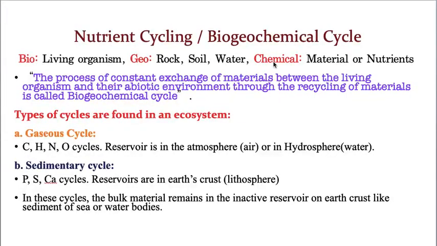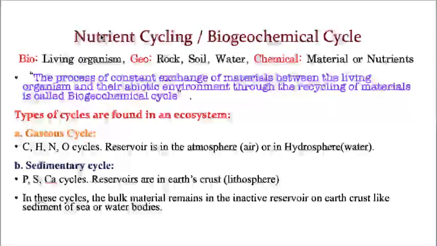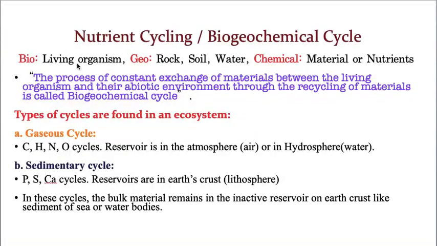So the cyclic movement of the chemicals, again I am telling you, that means mineral nutrients, from bio to geo, and again from geo to bio, that means from biotic components to abiotic components, and again abiotic components to biotic components. This process of cycling of mineral nutrients is what we call nutrient cycling or biogeochemical cycling. To make you a little more clear, I will take a very simple example.